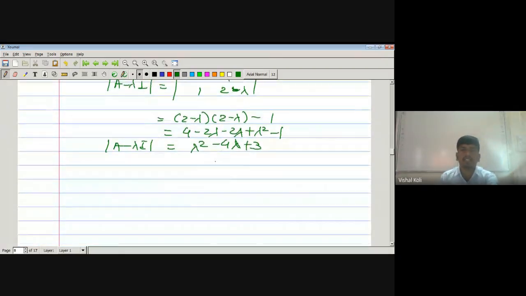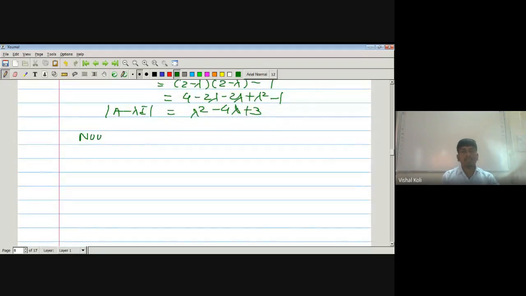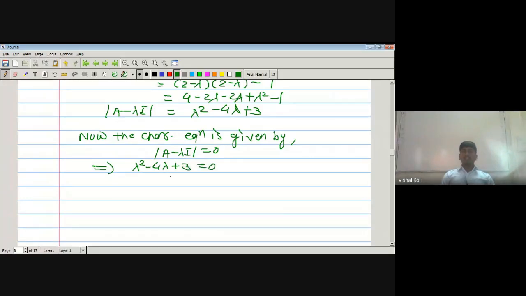So here we get the characteristic equation. The characteristic equation is given by determinant of A minus lambda I equal to 0. But the determinant of A minus lambda I is nothing but lambda square minus 4 lambda plus 3, so lambda square minus 4 lambda plus 3 equal to 0, which is the required characteristic equation.